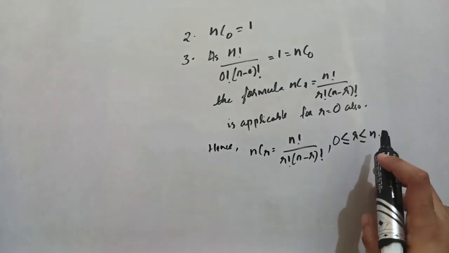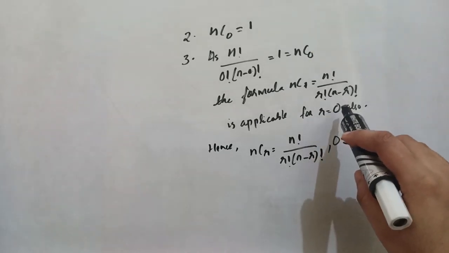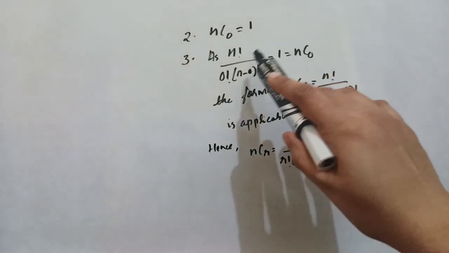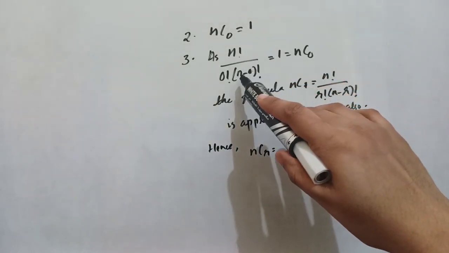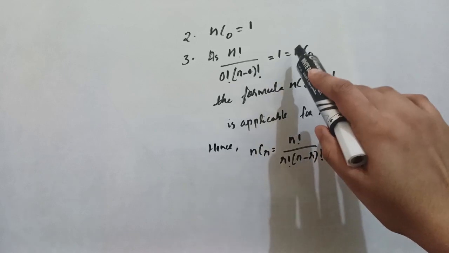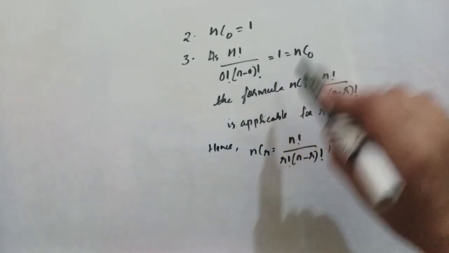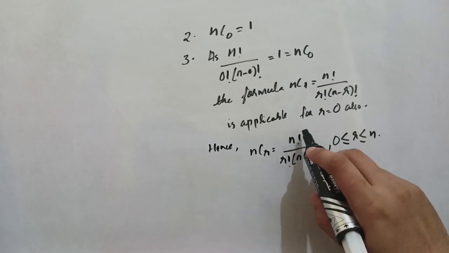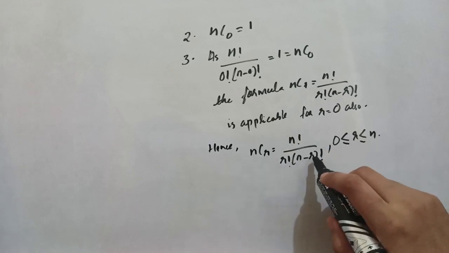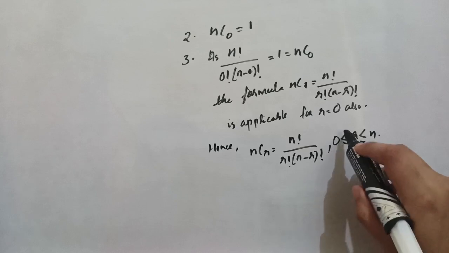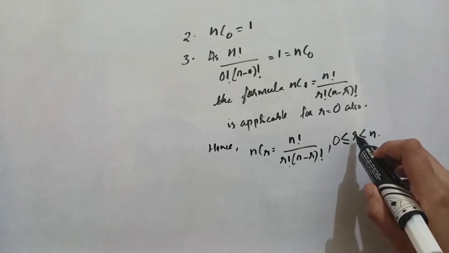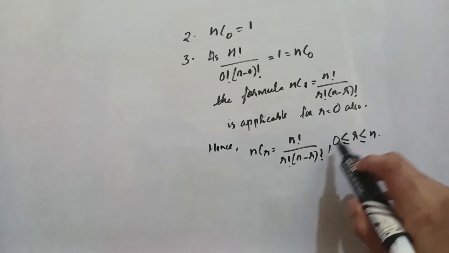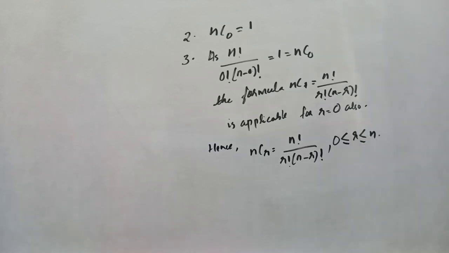Here we can prove that when r equals 0, the formula becomes n factorial by 0 factorial into n minus 0 factorial, which is equal to 1, which is equal to nC0. Therefore, we can write the combination formula nCr equals n factorial by r factorial into n minus r factorial, where 0 is less than or equal to r, that is, r can be 0, less than or equal to n.